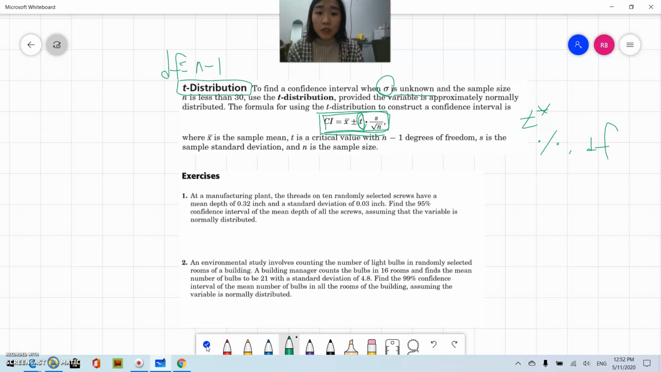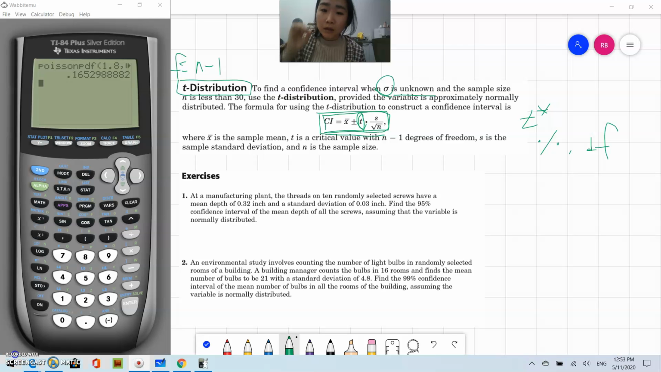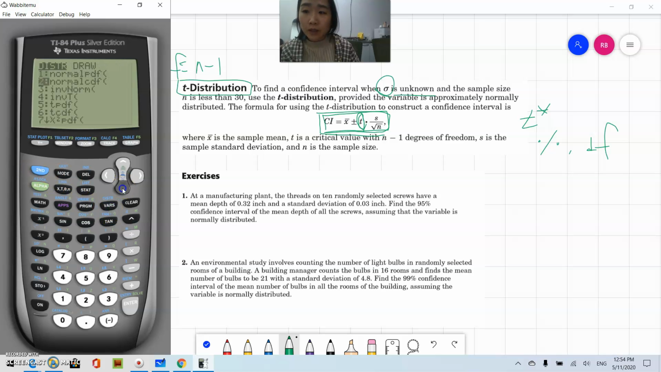So this one you do need a calculator, or else you cannot do this problem. I mentioned how z star is very similar to the z-score. So how can we find the t star for a given confidence level and degrees of freedom? Well, we're going to use inverse t. If you go to second bars, which is the distribution, you have an option of inverse t, inv t, and then you enter. And they ask you for area and degrees of freedom.